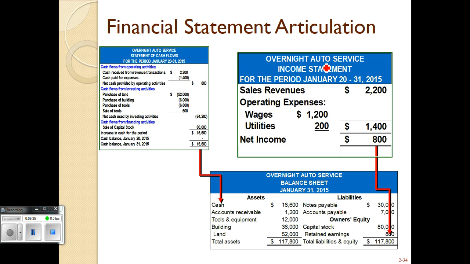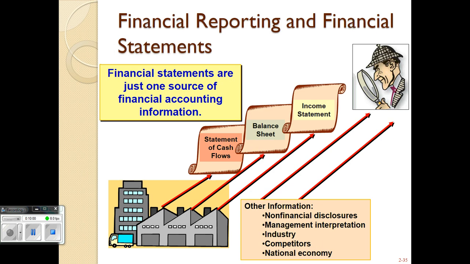We call this, the fancy name for it is articulation. And notice that ending cash value there becomes the cash that shows up on our balance sheet, and our net income here becomes what shows up in our statement of retained earnings down here. The balance sheet, the income statement, and statement of cash flows all fit together. They don't stand alone, but they all fit together.